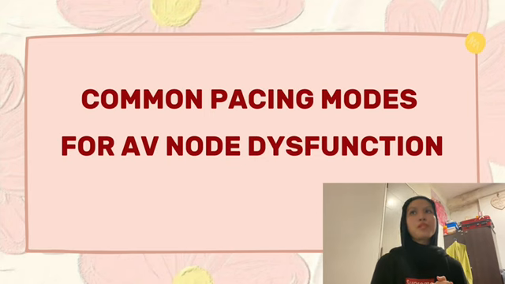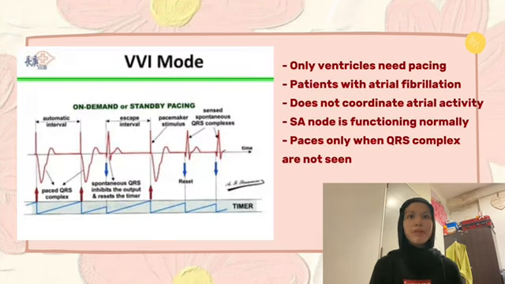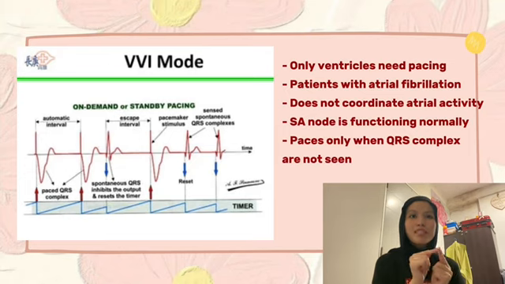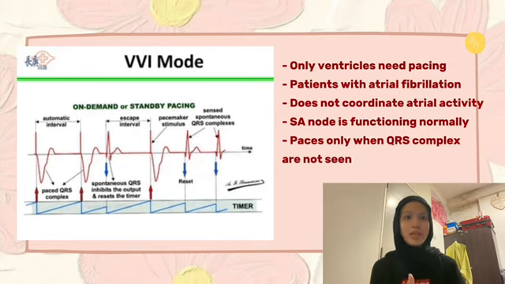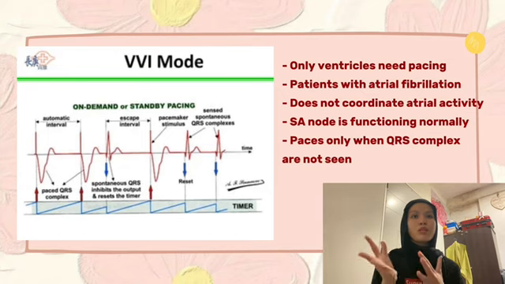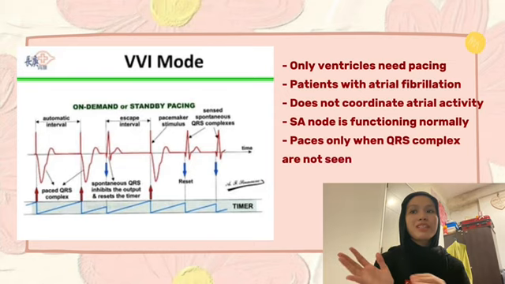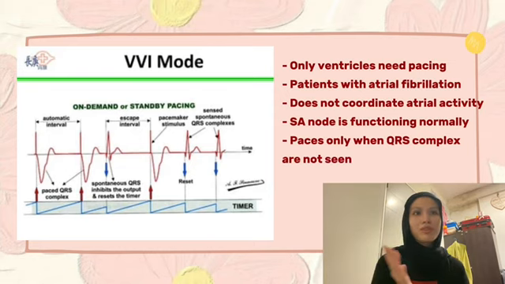Common pacing modes for patients with AV node dysfunction. The first one is VVI mode, meaning ventricular demand pacing. It is a type of single chamber pacemaker, which means that only the ventricles need pacing, and it is the simplest mode, such as in patients with chronic atrial fibrillation or those who only need ventricular support. It does not coordinate atrial activity, so it's typically not used when normal atrial contraction is important. Basically, this mode paces only when the QRS complex is not seen.